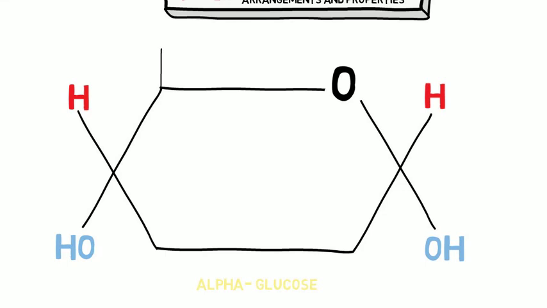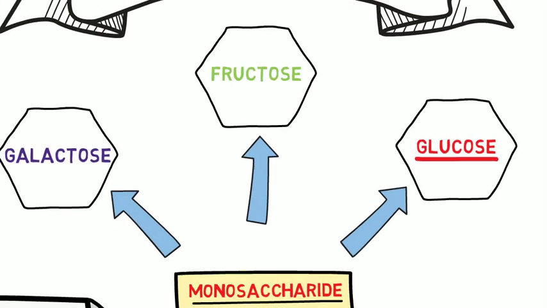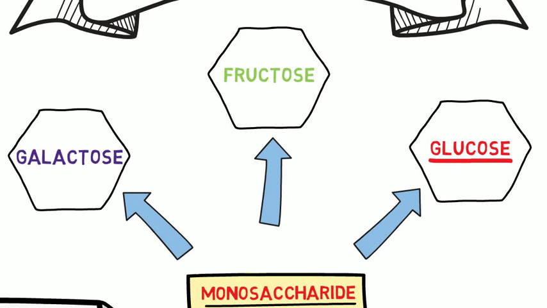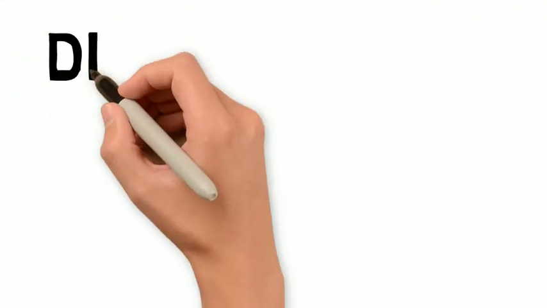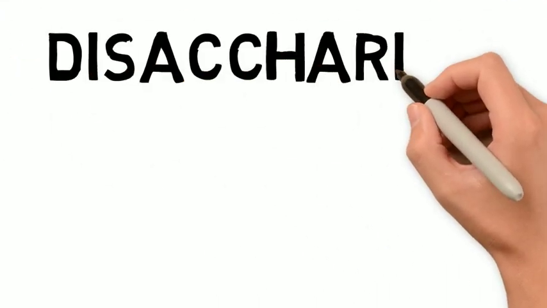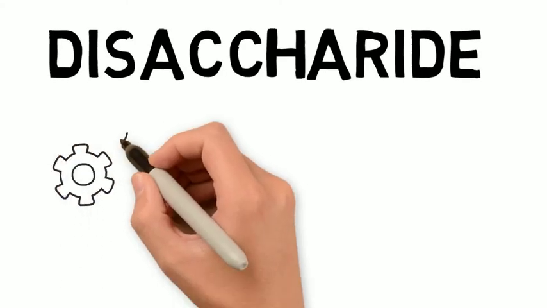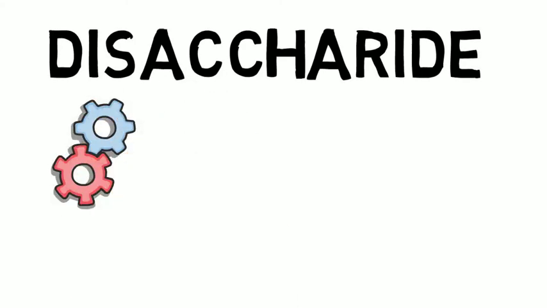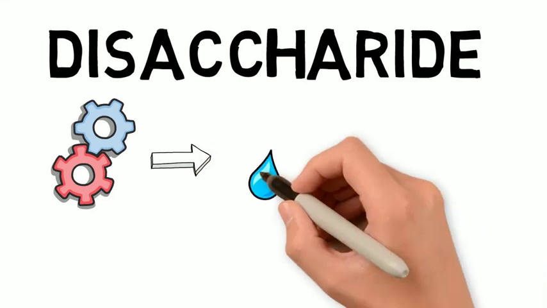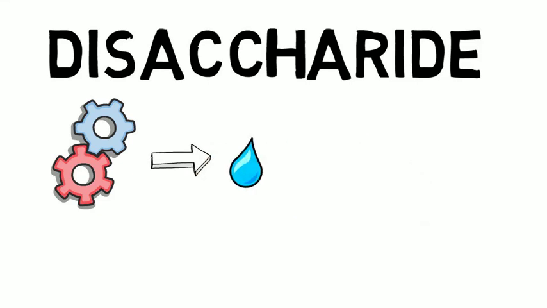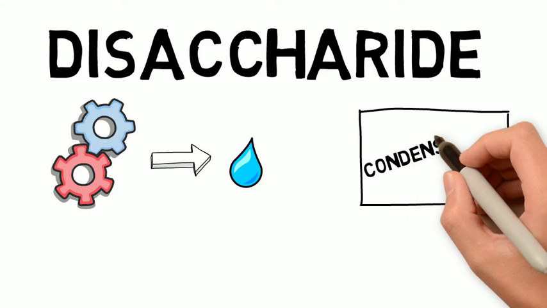Now let's go back to our 3 monosaccharides, our single sugar units of glucose, galactose, and fructose. These monosaccharides can be joined together to form a disaccharide. Di again meaning 2. This is done by a condensation reaction, which is when 2 molecules form together with a new chemical bond and a water molecule is released. So this is called a condensation reaction.